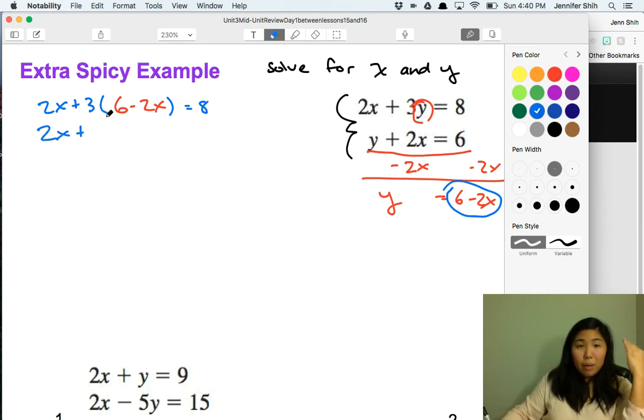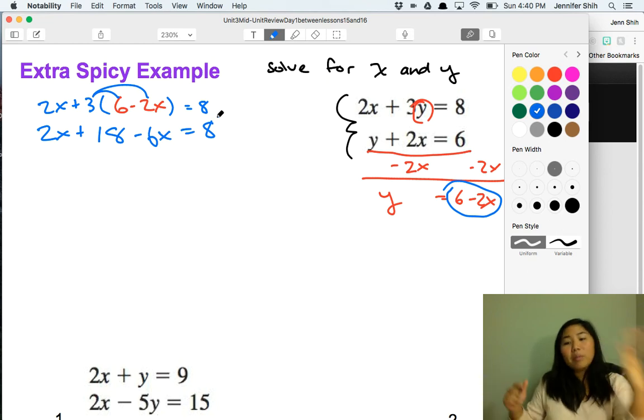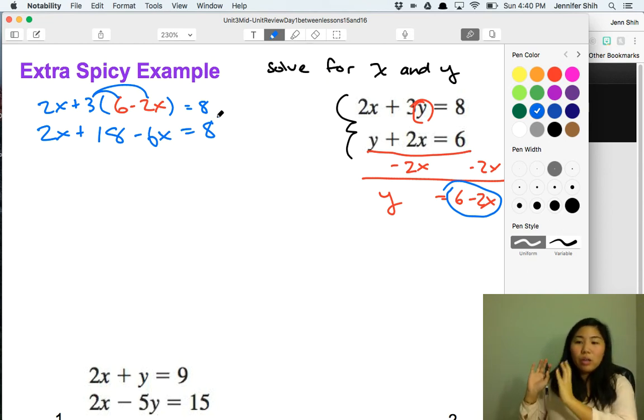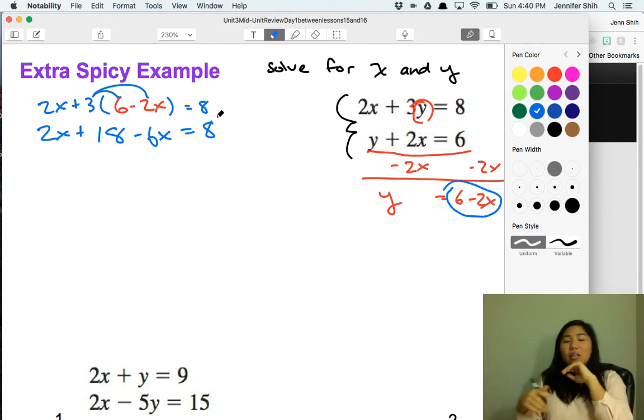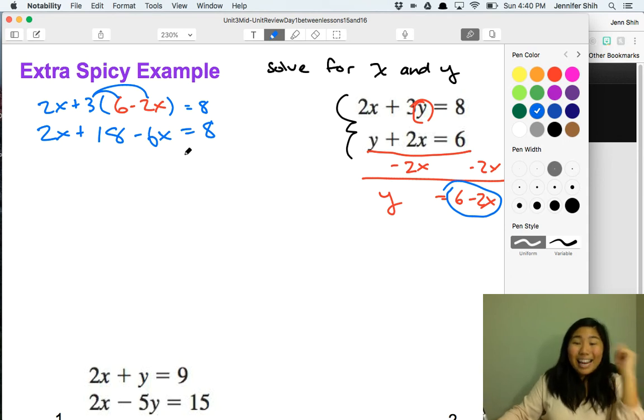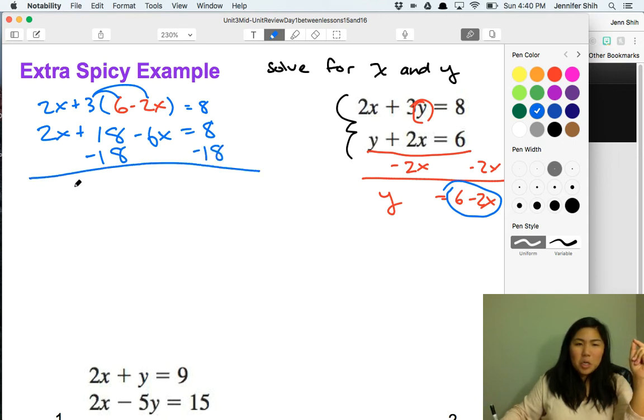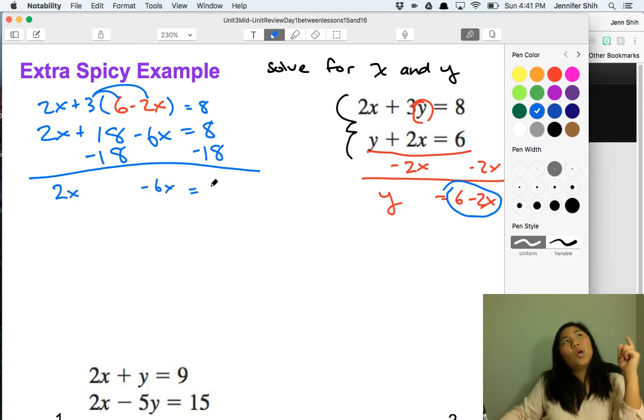So the first thing I do in my PEMDAS, I need to worry about my parentheses, and I need to expand this totally before I combine like terms. So 3 times 6 is 18 minus 6x is equal to 8. Now what am I going to do? I'm going to make sure all my x's are on one side of my equation, probably this side, and then all my numbers are on this side of the equation, and then I can divide just to isolate my variable. So subtract 18, subtract 18. All right, great. 2x minus 6x is equal to negative 10.